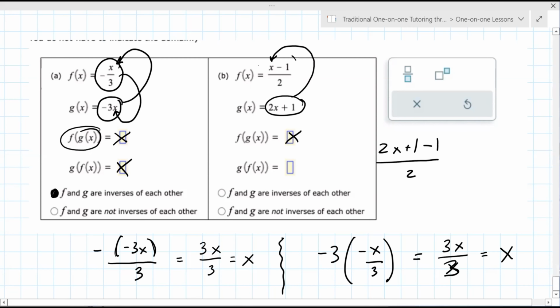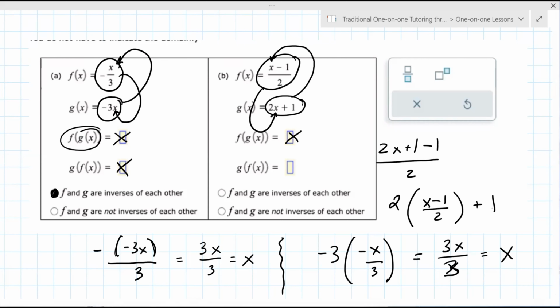So the other one is take x minus 1 over 2, plug that in for x. So that's 2 parentheses x minus 1 over 2 plus 1. And the 2 from the outside cancels with the 2 on the bottom. So it does equal x. It's x minus 1 plus 1, which is just x. So those are also inverses of each other.